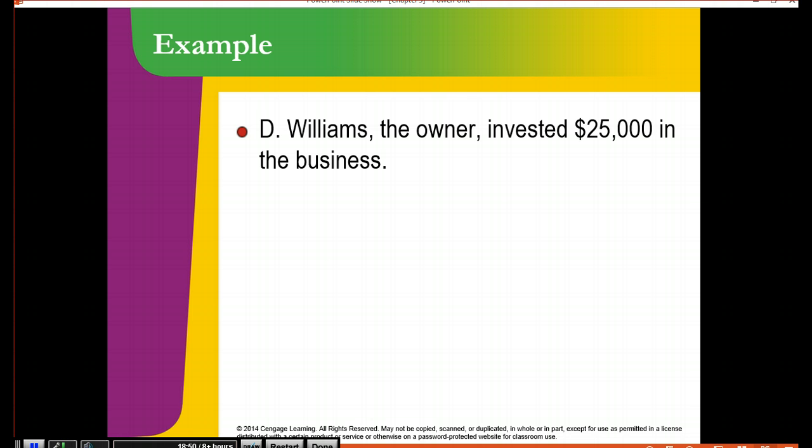Okay, another example. As we're going through this, this one is Doc D. Williams, the owner, invested $25,000 in the business.